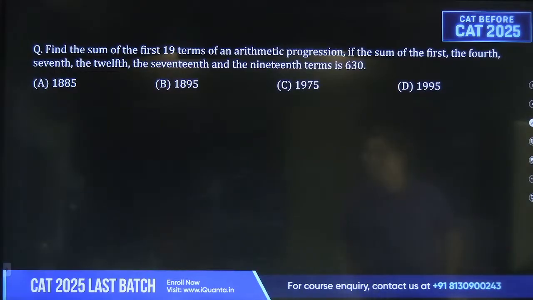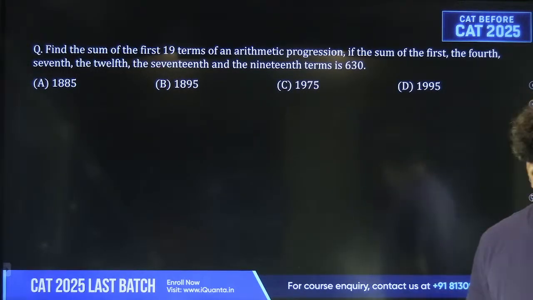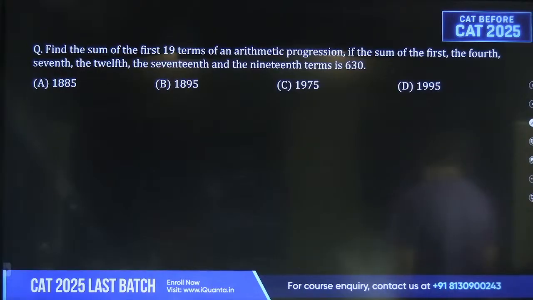Find the sum of first 19 terms of an AP if the sum of the first, the fourth, the seventh, the 12th, the 17th and 19th is 630. 1, 4, 7, 12, 17, 19. Okay. Arithro says 1995.